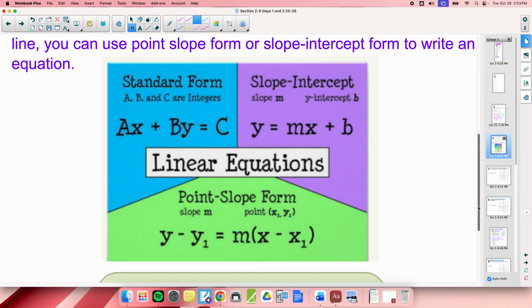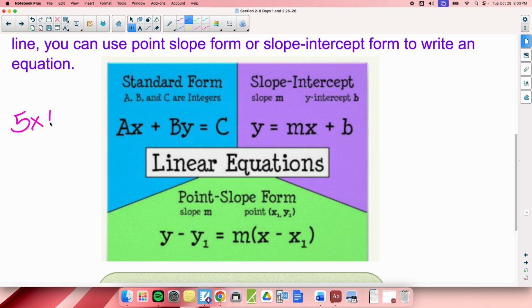Then, there are 3 different ways that you can write the equation of a line. And when you guys had algebra, you did this, okay? Standard form is something like this. You might have 5x plus 4y equals 10, okay? That's standard form. In our class, we don't deal with standard form, so you don't have to worry about that one.